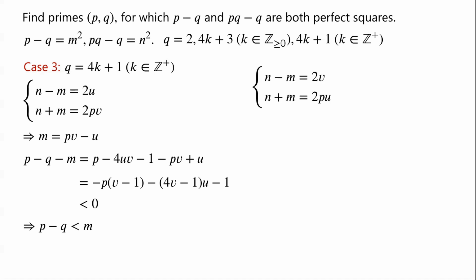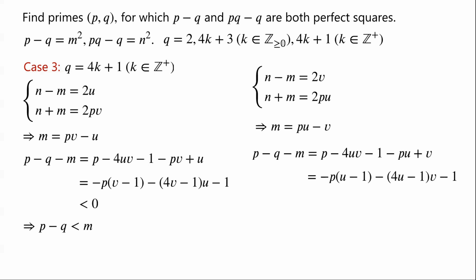For n minus m equals 2v and n plus m equals 2pu, we have m equals pu minus v. Then p minus q minus m equals p minus 4uv minus 1 minus pu plus v, which can be written as negative p times (u minus 1) minus 4(u minus 1) times (v minus 1), which is less than 0, as u and v are positive integers. This implies that p minus q is less than m.